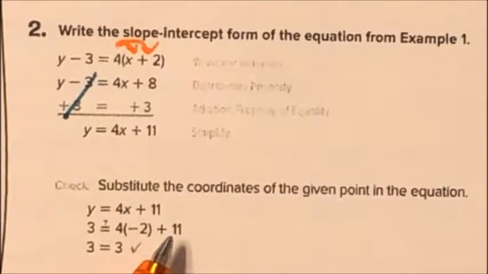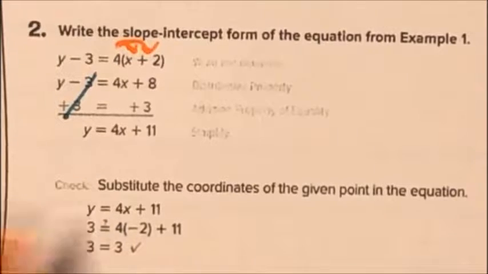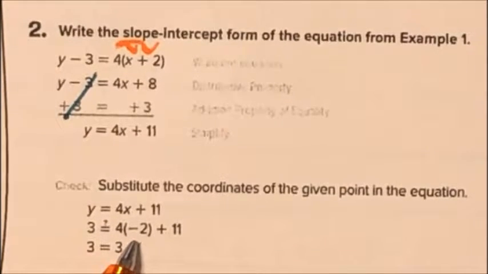I can always double check by substituting the coordinates of the given point in the equation. I can put 3 back in for y and -2 back in for x. If I do that, 4 times -2 is -8, and -8 plus 11 does give me a positive 3, so it does work out.